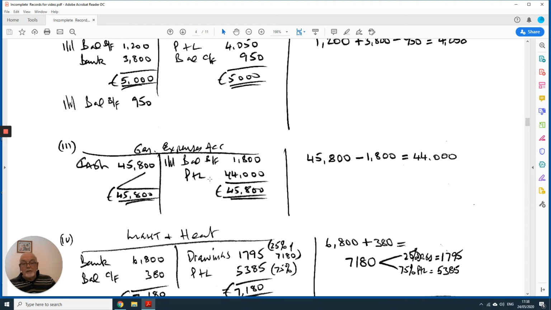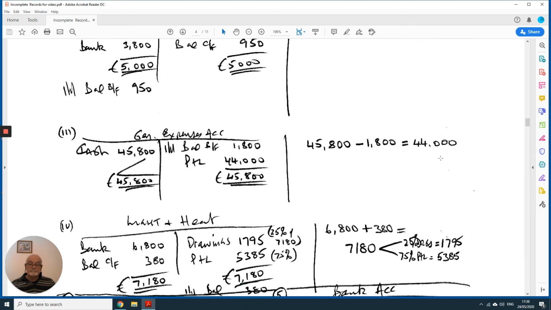So it follows that the charge for this year is 44,000. Again, we spent 45,800 on general expenses. That includes the payment of 1,800 for the wages we owed from last year. So that must mean that 44,000 is the charge for general expenses this year.